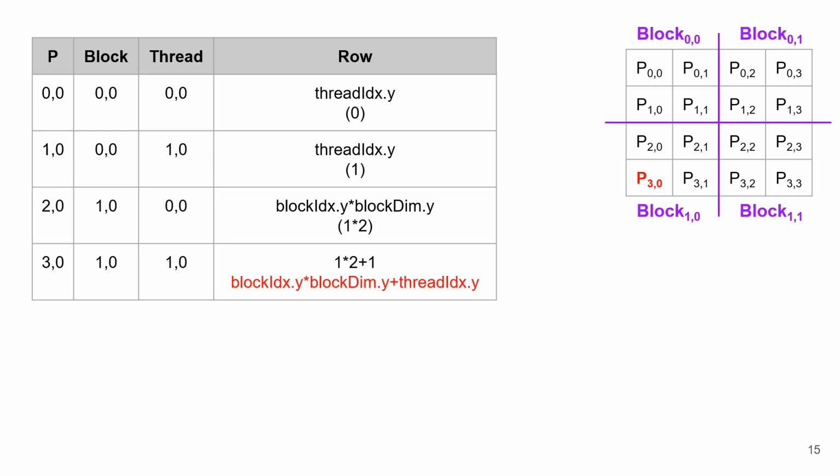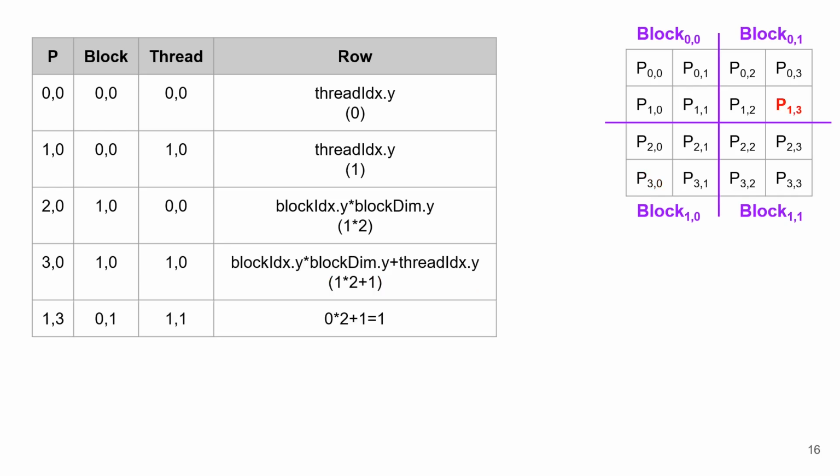Now we can infer that for P30, we have to combine the previous formulas. In other words, we have to find the block number and find the thread number in that block. So the formula is blockIdx.y multiplied by blockDim.y plus threadIdx.y. And you can verify that 1 multiplied by 2 plus 1 shows the third row.